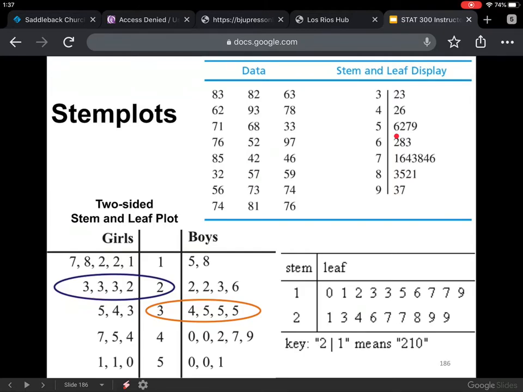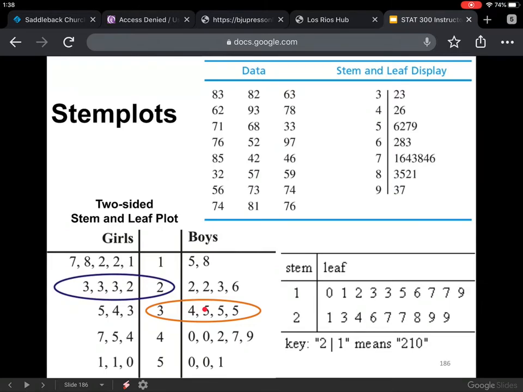There's also something called a two-sided stem and leaf plot, and that is when you have, for instance, girls and boys, whatever the context is, quiz scores or something, where you have the same stem for both of those two categories, namely boys in this case and girls in this case. The other thing is if there's values that are greater than 100, you would need to include a legend or a key.